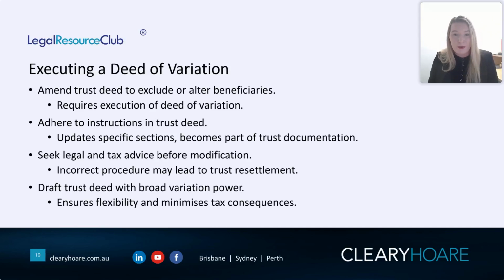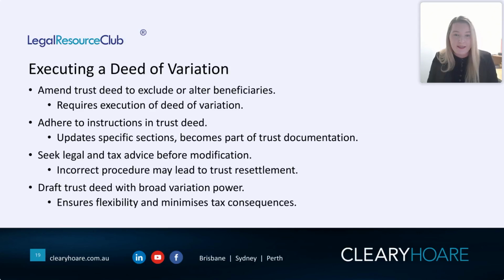So obviously we don't want to incur the time and the expenses involved with that. So we want to have a broad variation power so that we can ensure the trust is able to meet its purpose and its objectives across the 80-year term. We also need to be careful, when we're interpreting a trust deed, that we're looking out for any conditions or any requirements for exercising that power. For example, do we need to get the written consent of the principal?